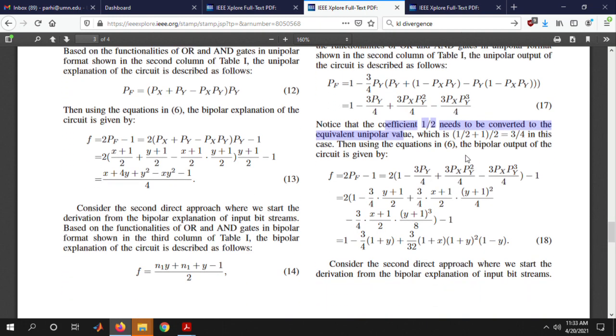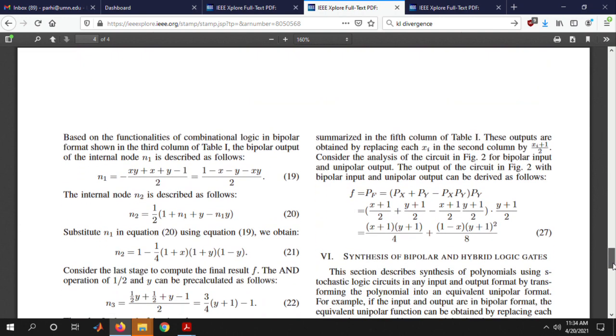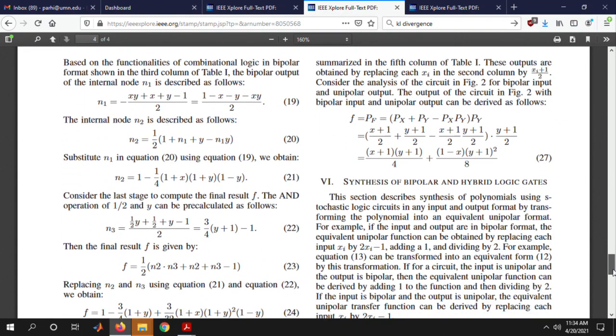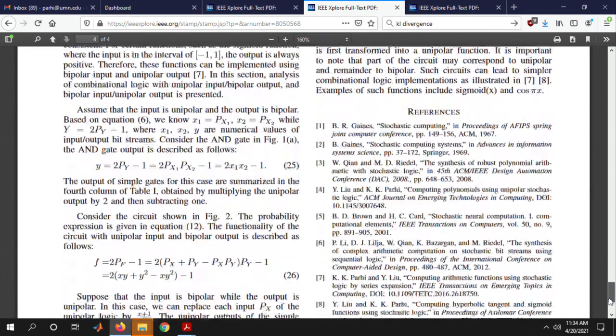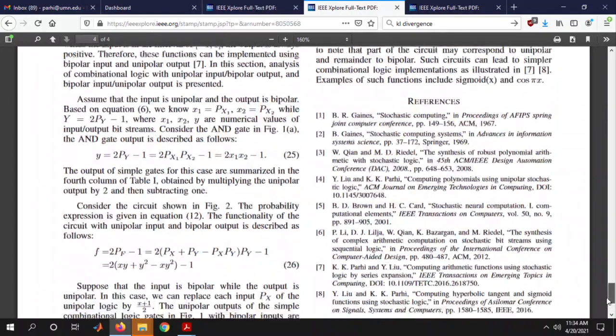Finally, we need to substitute these values px and py, which are (x plus 1)/2, if x is in bipolar, that unipolar value is (x plus 1)/2. Output y is going to be (y plus 1)/2, and you go through that whole equation and simplify, that's the result. I believe that's your homework. There is a second method as well of computing that, and I will leave that to you to read.